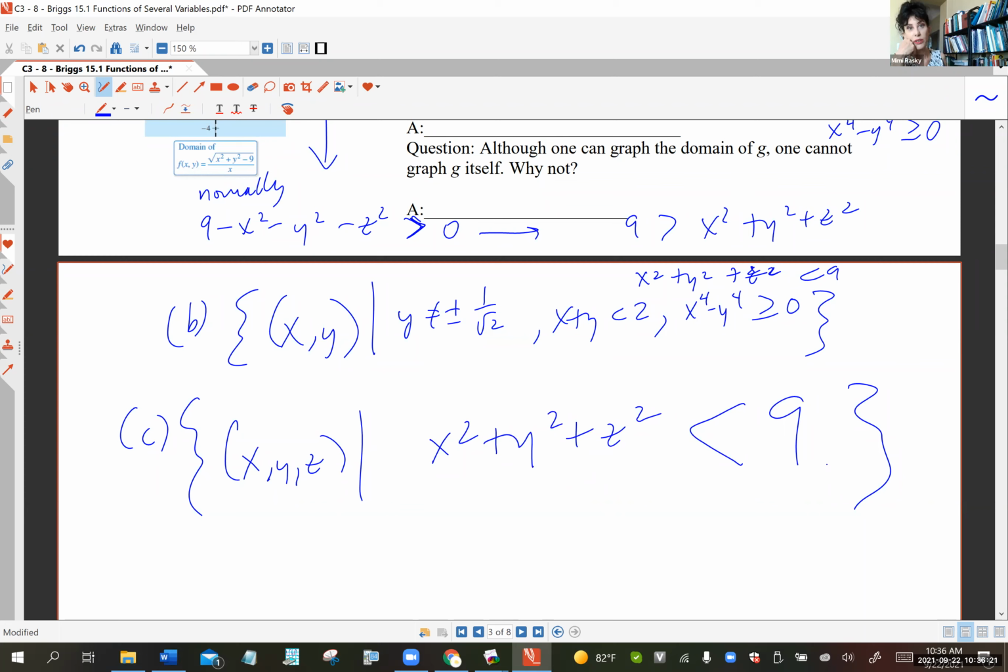And there's your answer to letter C. That's it. That's your domain. Now, what about sketching domains?